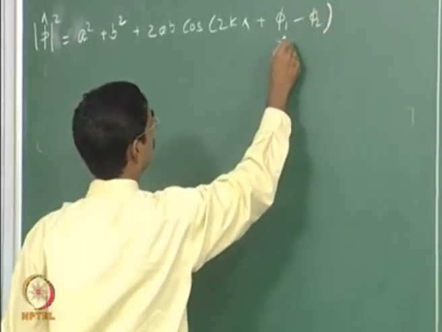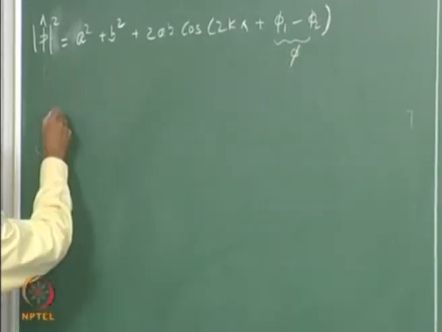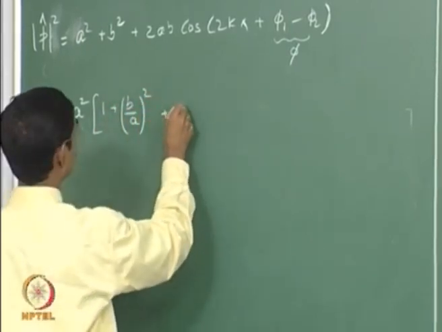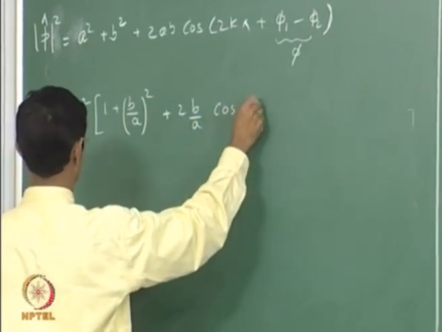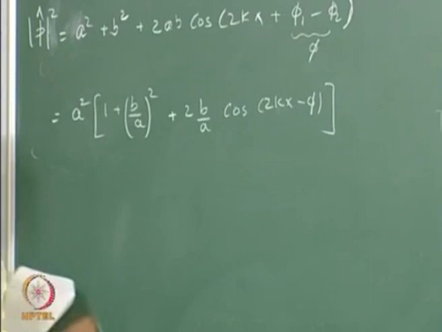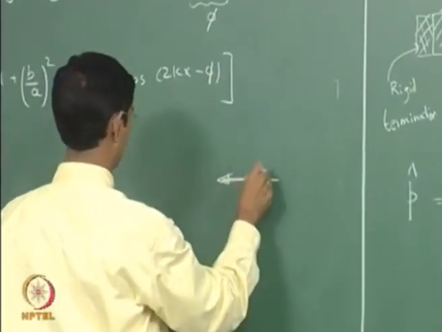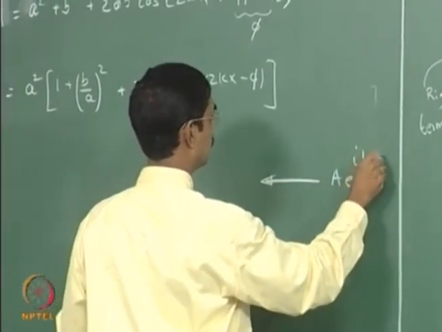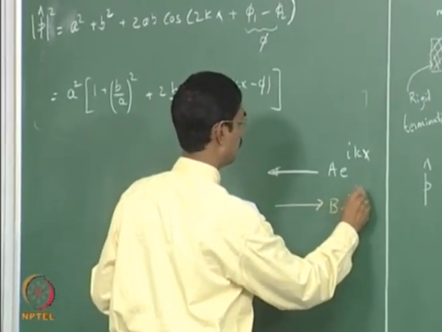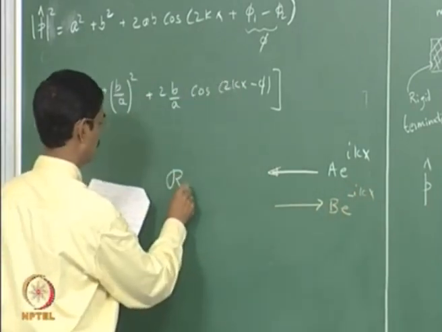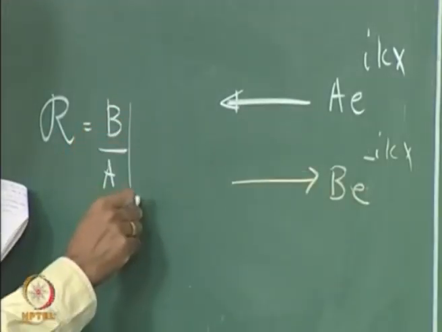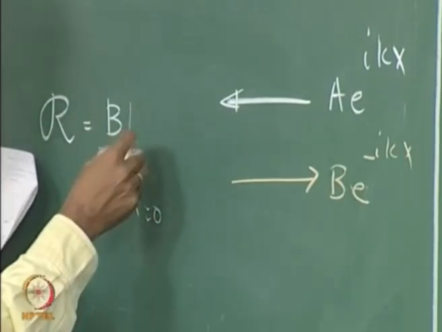So I will, for convenience, denote this phi 1 minus phi 2 as phi, and then we can rewrite this as a squared into 1 plus b over a squared plus 2b over a cos 2kx minus phi. So if you think of a wave a e power i k x going this way, and another wave b e power minus i k x, we can think of a reflection coefficient r which is b over a. Let us, for convenience, say that this is at x equal to 0, that is where we are determining the impedance or the admittance.